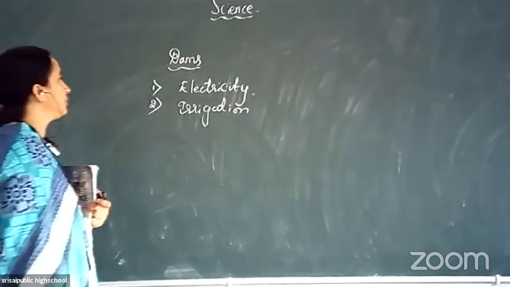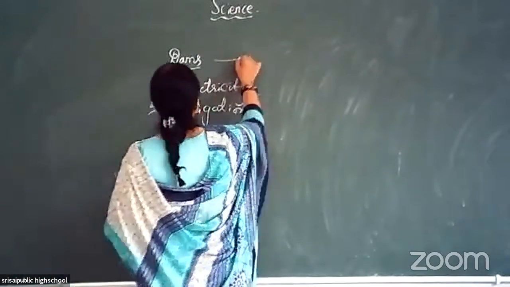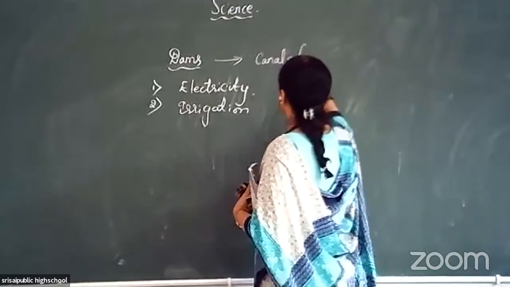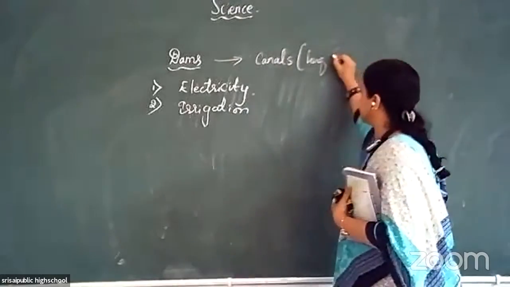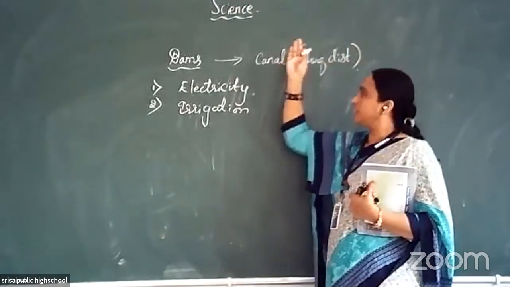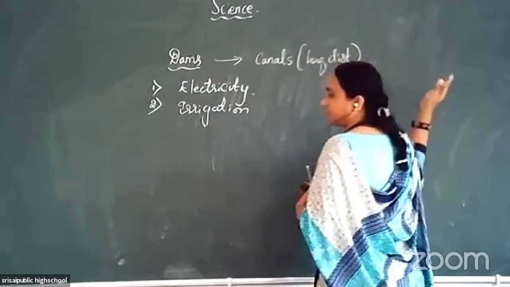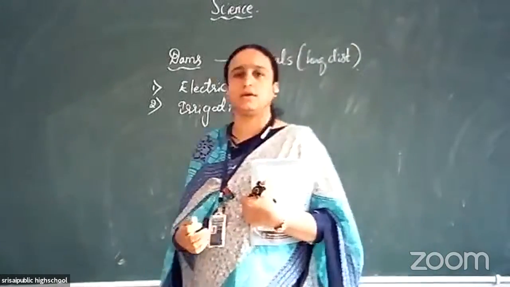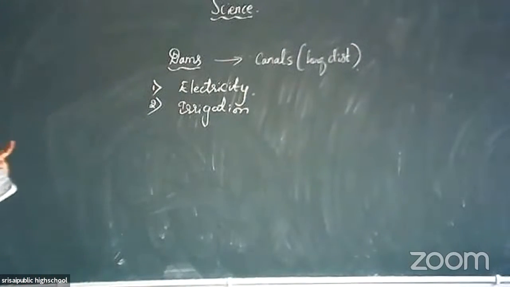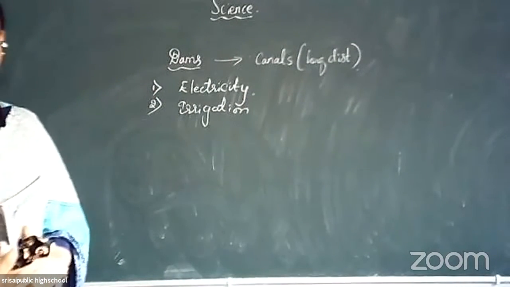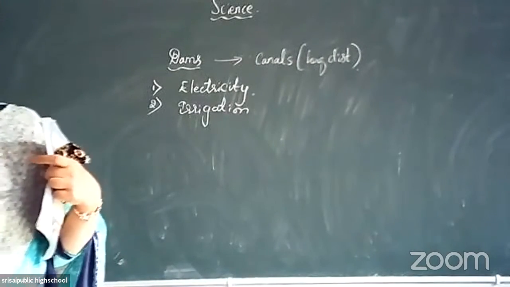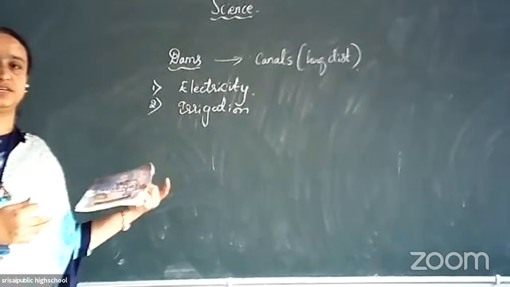So what they will do, these dams further are connected by these long distance canals, large distance canals. Long distance canals are there, which will be connecting the dams to the different villages, cities, other places. Through these canals, a large amount of water will be supplied to the different places, as a result of which the scarcity of water will be removed and water will be made available to the different regions.